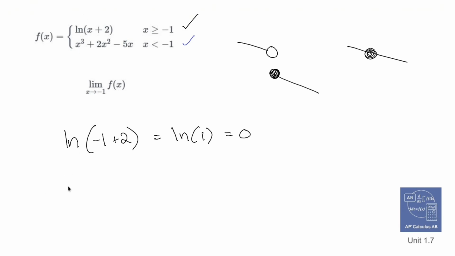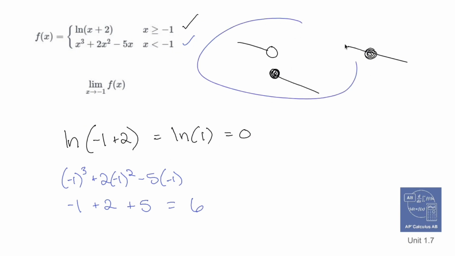So if I were to plug in -1, I would have -1 cubed plus 2 times -1 squared minus 5 times -1. -1 cubed is -1. -1 squared is +1, times 2, so 1 times 2 is plus 2, and then minus 5 times -1 is going to be plus 5. -1 plus 2 plus 5 is not 0. In fact, it's 6.